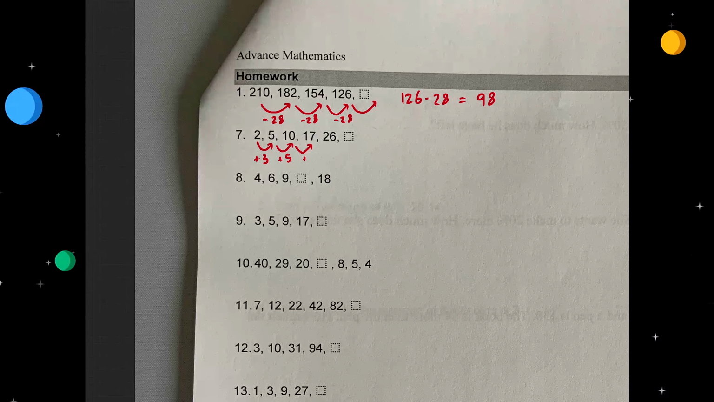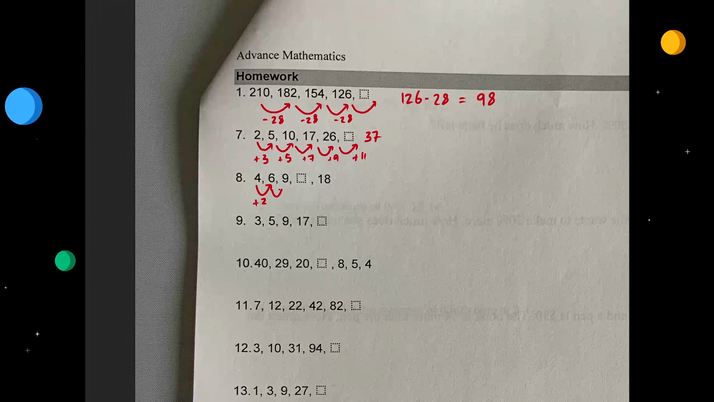This one will be add 2, add 3. Next one should probably be add 4. And then add 5. Let's double check. 9 plus 4 is 13. 13 plus 5 is 18. That's correct. So it should be add 4, which is 13 there.